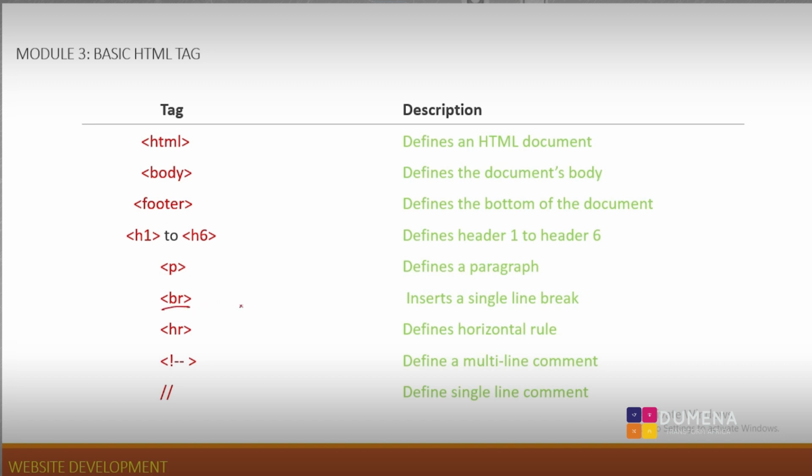We have the break or line break tag, which is the BR tag. This inserts a single line break on our HTML document. We also have the HR tag, which we call the horizontal tag. Now this defines the horizontal rule in a document.